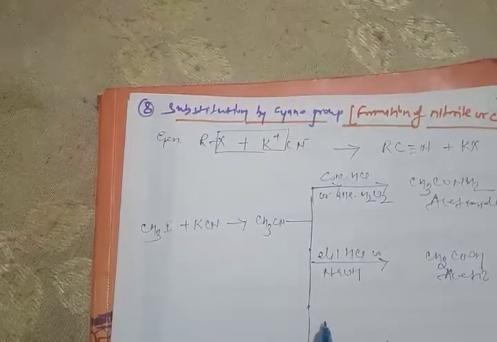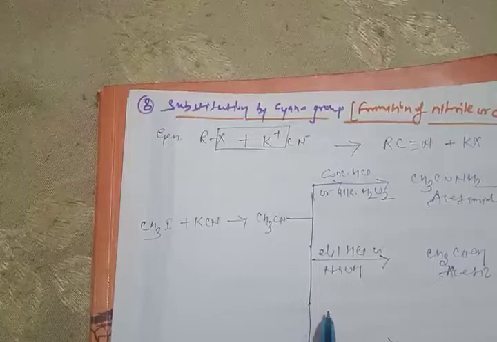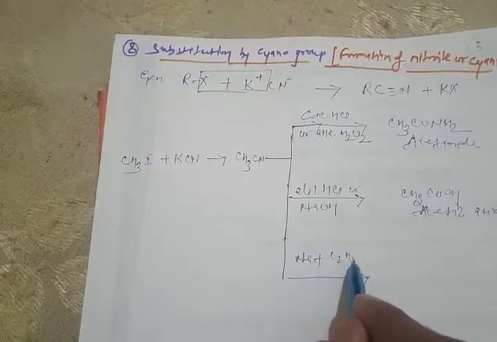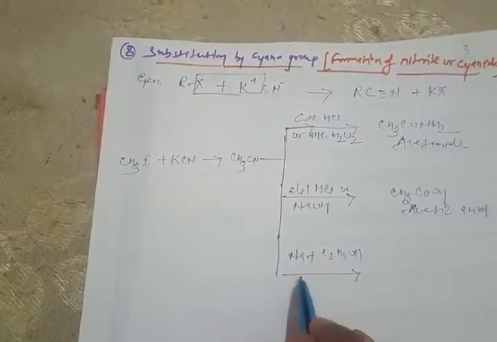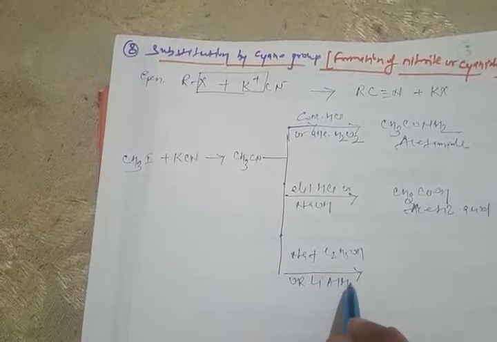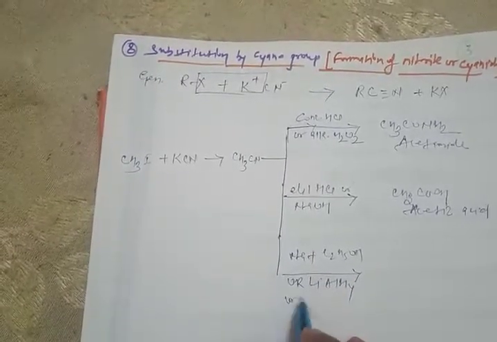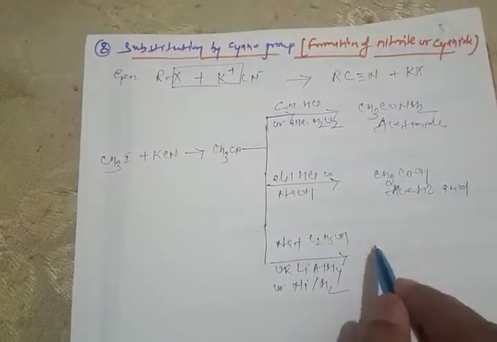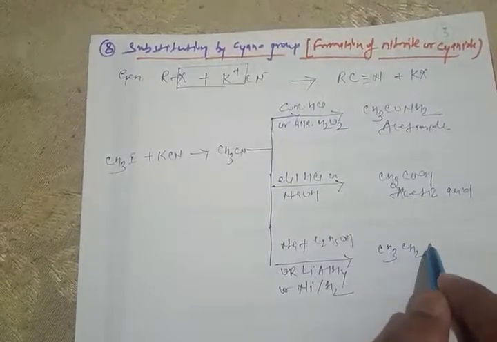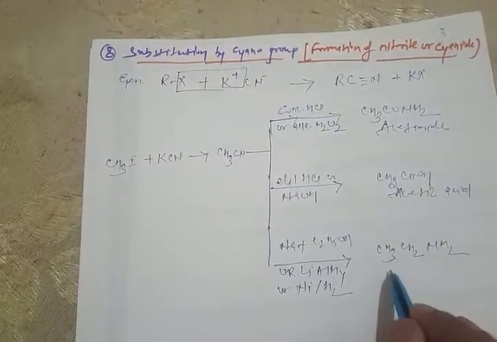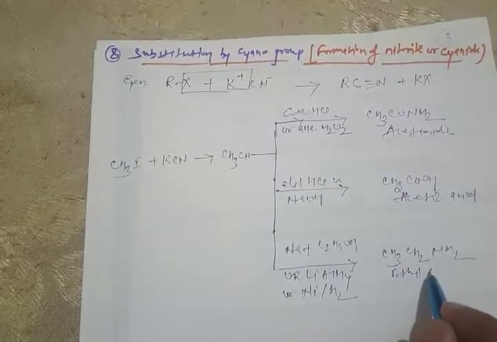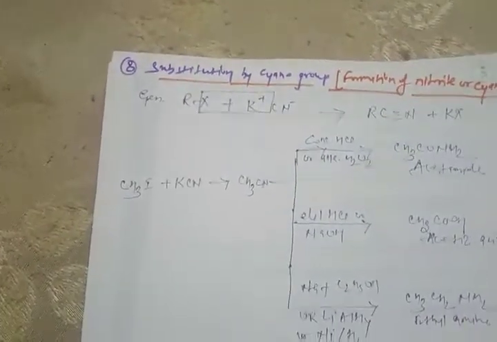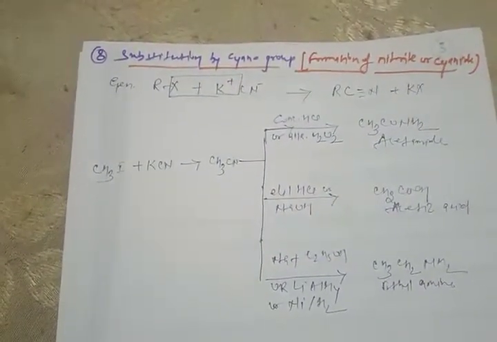And we have a third choice also. The third choice is sodium plus alcohol, so this sodium-alcohol combination will give you nascent hydrogen, or we have lithium aluminium hydride, LiAlH4, or we can take nickel with hydrogen. So any choice you can take. This will give CH3CH2NH2. This is ethylamine. That is why I'm saying this is a very important reaction. At a different condition we will get a different product.